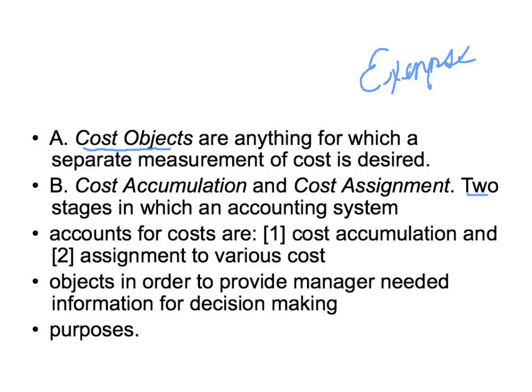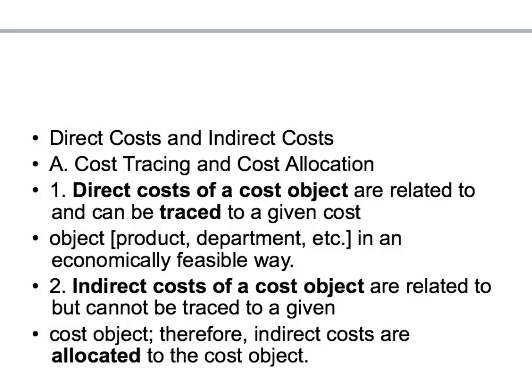So there are 2 stages here when we talk about accounting. First, accumulate all the costs related to the cost object, and then assign those various costs to the cost object. And in that way, we provide information for managers in making their decisions or for any other purposes. Now, to begin with, when we analyze a cost in relation to a cost object, we ask ourselves, is it a direct cost or an indirect cost? It could be one or the other.